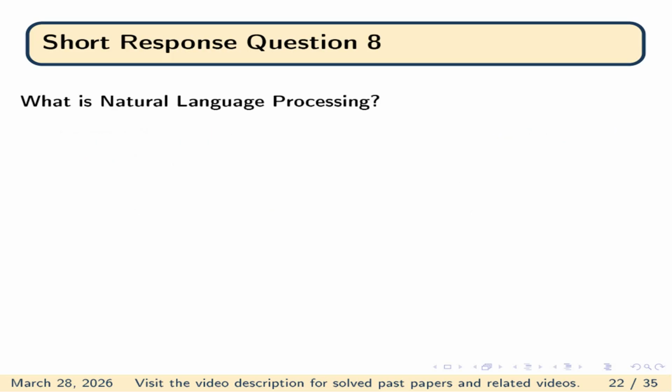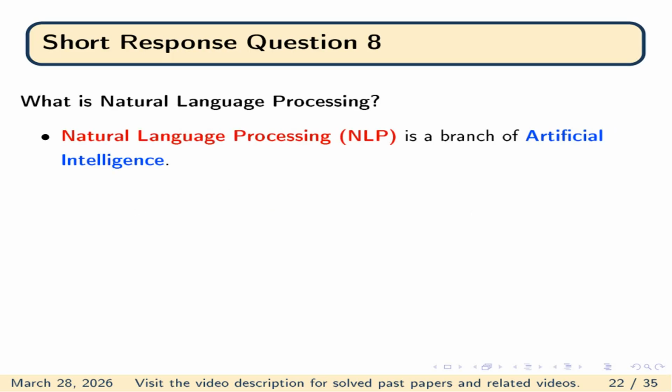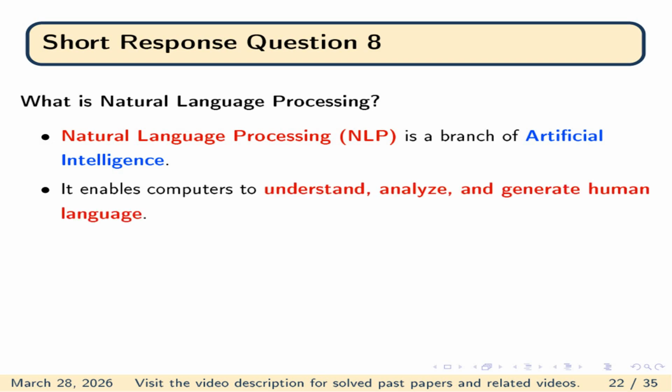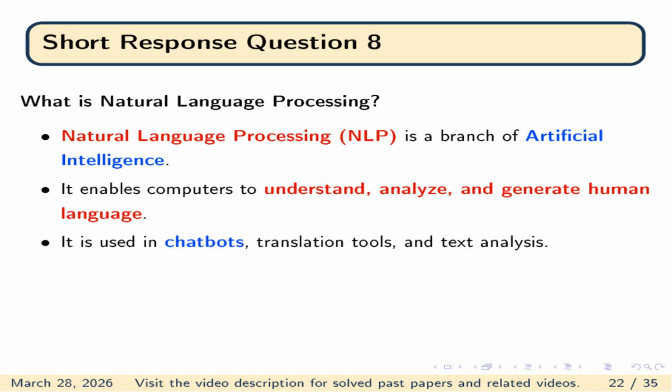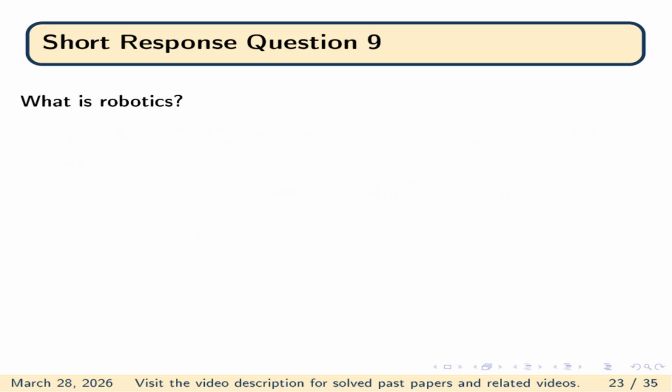Question number 8. What is natural language processing? Natural language processing is a branch of artificial intelligence. It enables computers to understand, analyze, and generate human language. It is used in chatbots, translation tools, and text analysis.